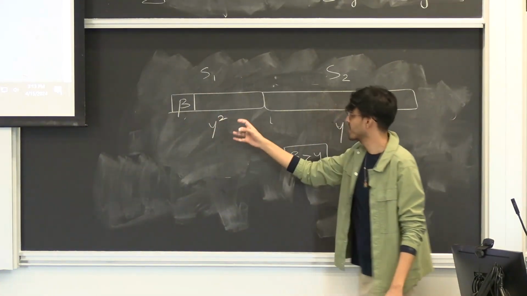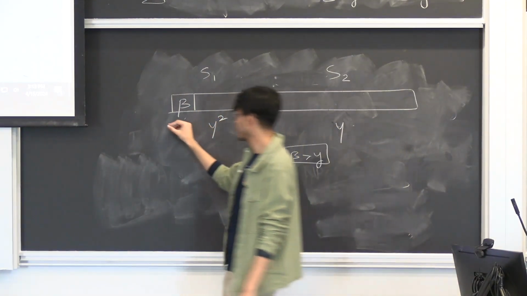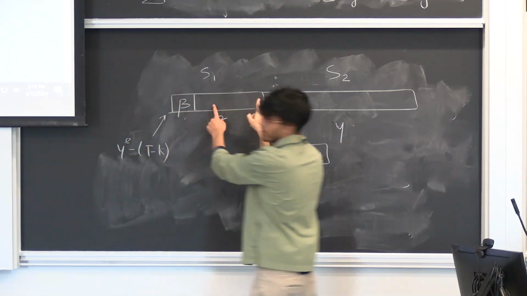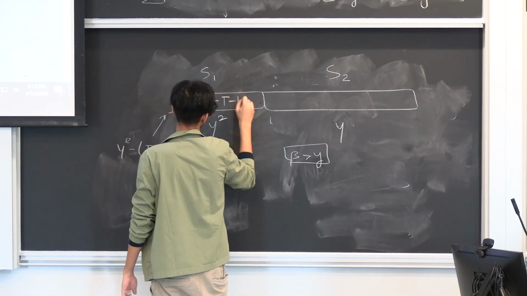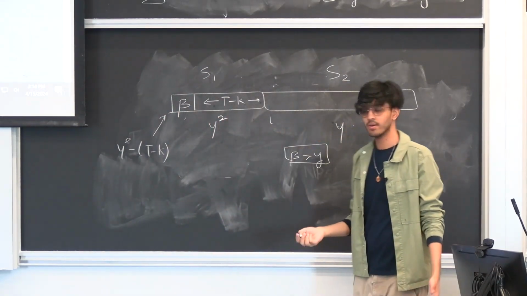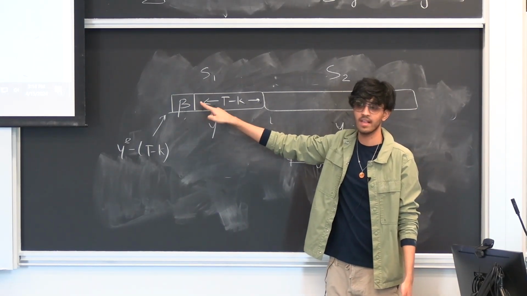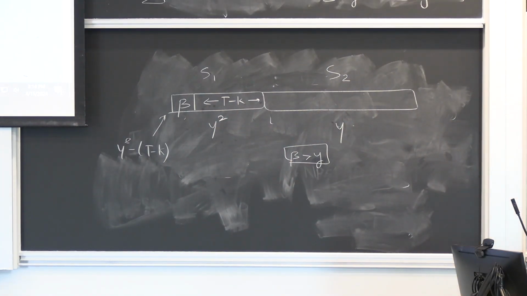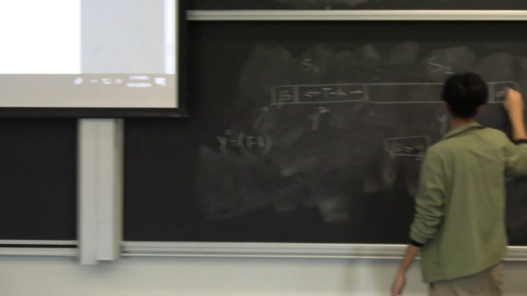Okay, so what can we say about the rest of the sum? If beta is here and the total is y squared and beta is y squared minus t minus k, what do we know about this part? T minus k, right? So this part sums to t minus k. I argue now that alpha cannot be here. Why not? Because alpha is greater than t minus k. And that argument's a little bit easier. Alpha, we defined it to be y minus k, y is t plus 1. T plus 1 minus k is definitely bigger than t minus k. So then that would force alpha to be in S2.